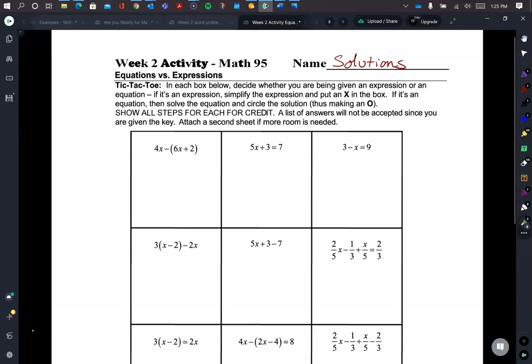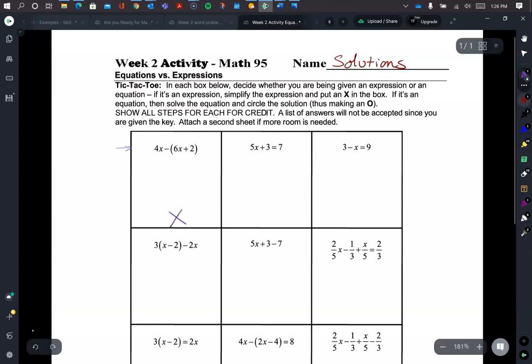So for example, if you have this problem here, we look at it and we say, okay, I'm looking at this box to the left, 4x minus quantity 6x minus 2. So first decide, is that an expression or an equation? So this one is an expression. So I'm just going to put an X and just put it down here, an X in the box.